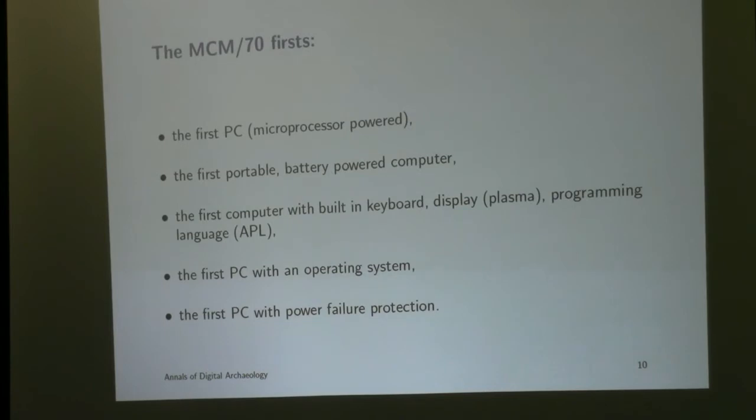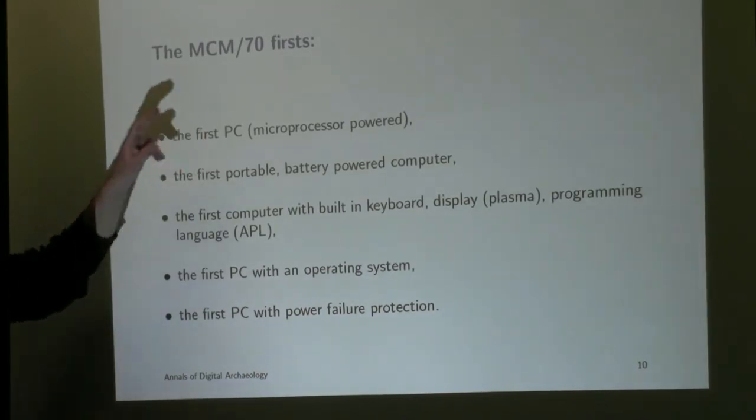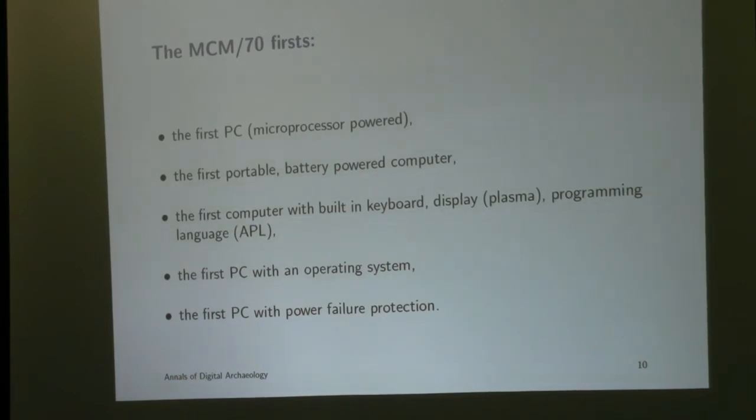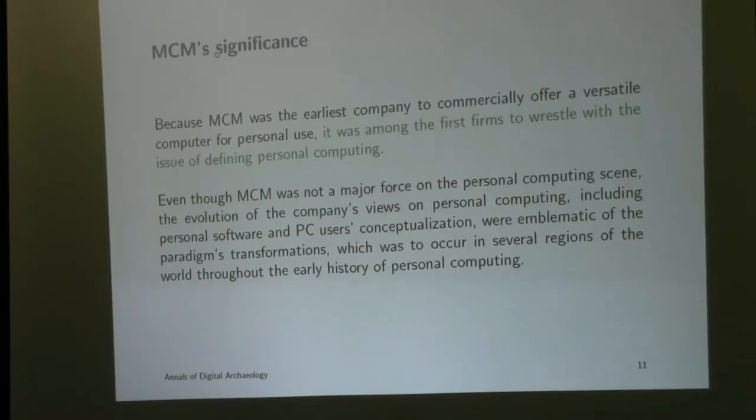So I told you almost everything. The first microprocessor-powered PC, using the Intel 8008, APL built in, and so on. But let's move to the tapes. Well, significance: eventually MCM, as I said, collapsed in '82. It was never a major force. It could have been, but there were many reasons that I don't want to discuss here. It's not the subject. But there are these firsts, like personal software, like the concept of the personal user. Who were these people supposed to be? And the secrets were, we hoped, on all these tapes. And if I don't have anything interesting to say at the end about these tapes, of course there will be no talk. So the significance comes from what we found on the tapes.